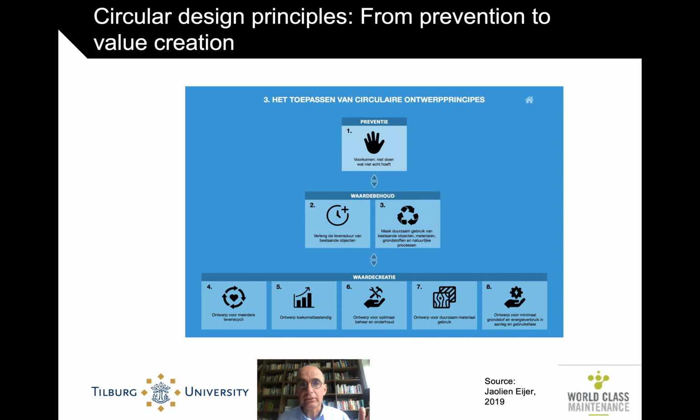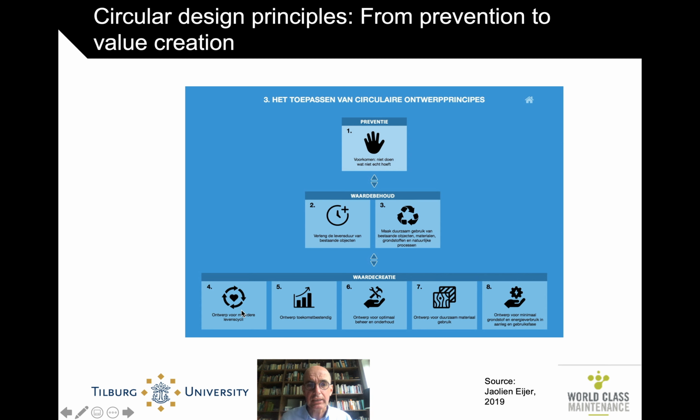And that circularity needs to be much broader, permeating the whole design business, basically. It starts with prevention, of course. Make sure that you don't do what you don't have to do, but it becomes much more into a positive thing. Can we prolong the lifetime? Sorry, the presentation is in Dutch, but for the English speakers, I'll walk you through it. Prolong existing objects and make sure that the use of the existing building materials is better.